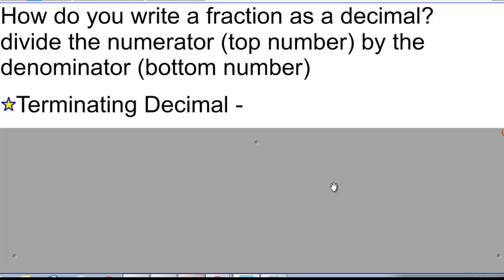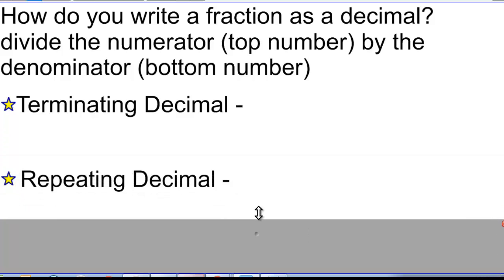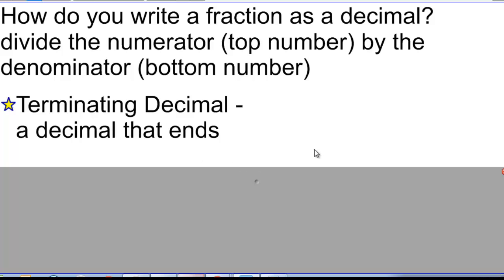There are two things that might happen when you do that division. You might get a terminating decimal. So what is a terminating decimal? A terminating decimal is just a decimal that ends. So I do the division and I get a decimal that stops. It might fill up the whole screen of your calculator, but at some point it stops. So if I divide 1 by 2 on my calculator, I'm going to get 0.5. That's a terminating decimal. It stopped.